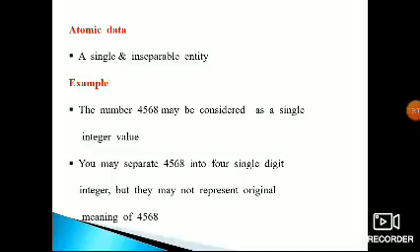So for example, 4568 is a number. This is a single integer number. We can separate it into 4, 5, 6, 8, which are four single digits, but they may not represent the original meaning. It is considered only as a single value, and atomic does not have any component parts.